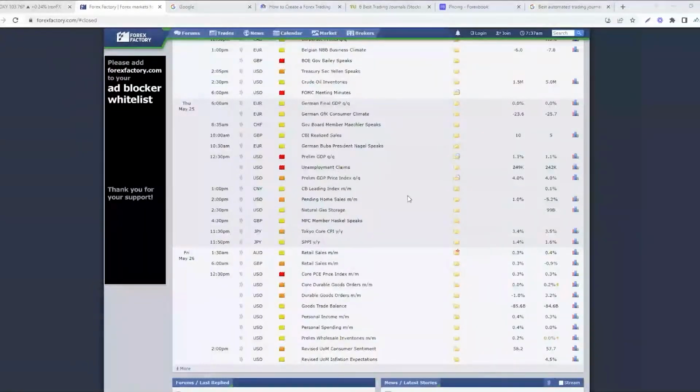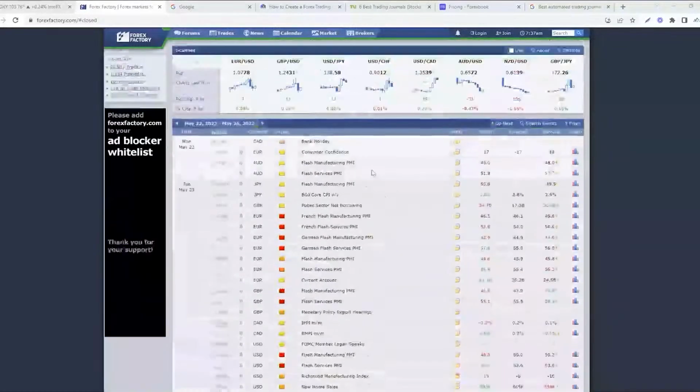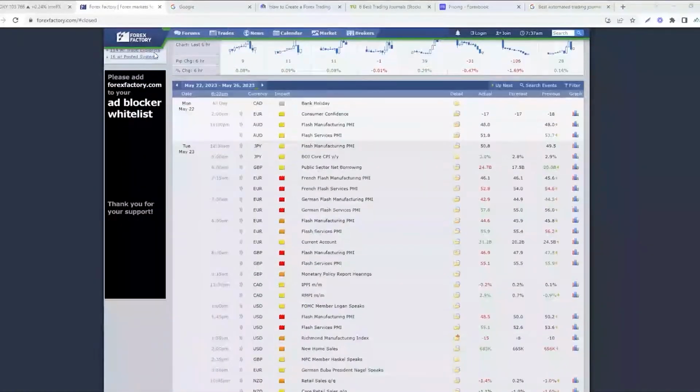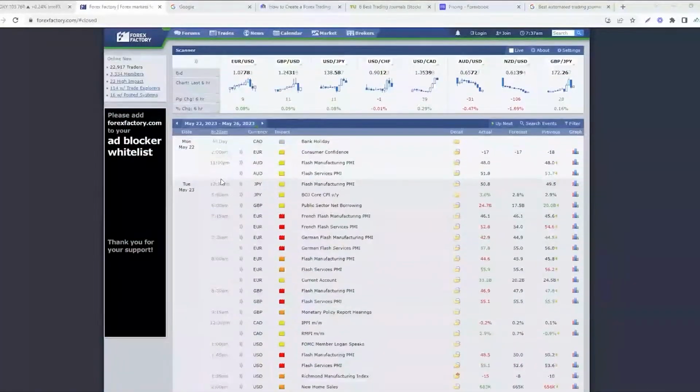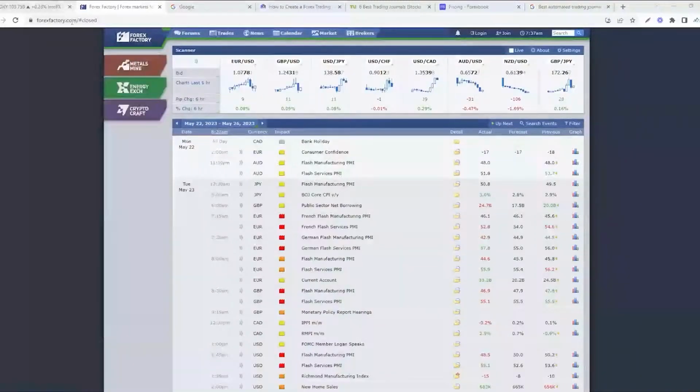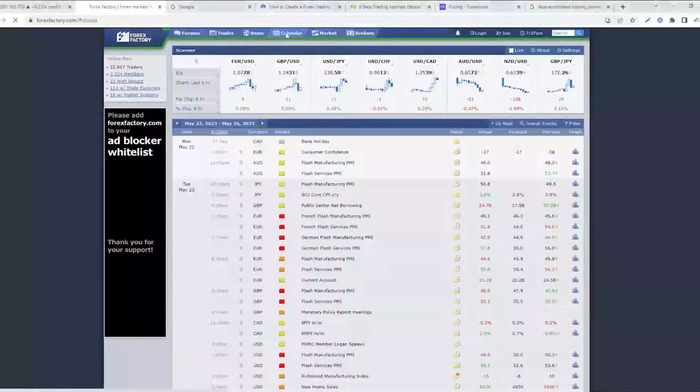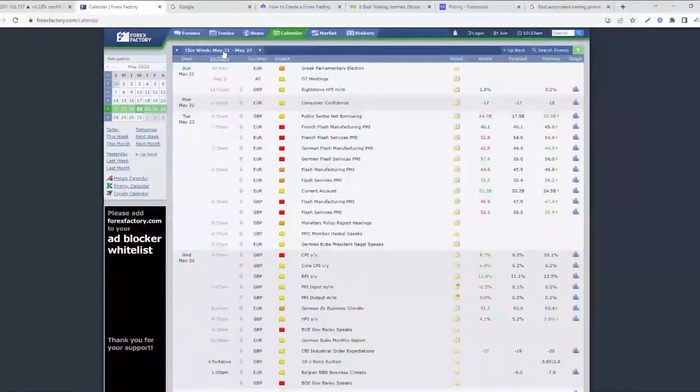All right, okay, so I'm on this website called Forex Factory. Forex Factory is a great resource page, and one of the most important resources that I look at on this page is the economic calendar, which is here, right? So if you go to the main Forex Factory homepage, click on calendar, it brings you here.